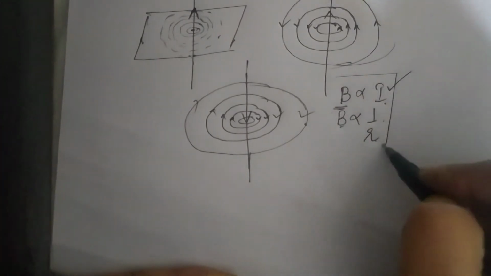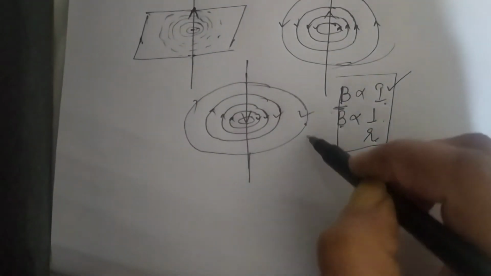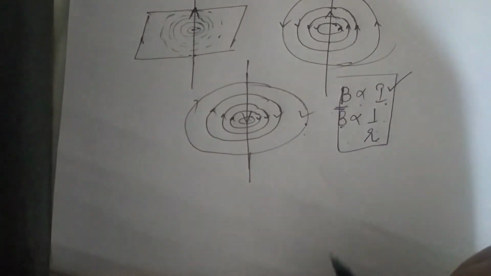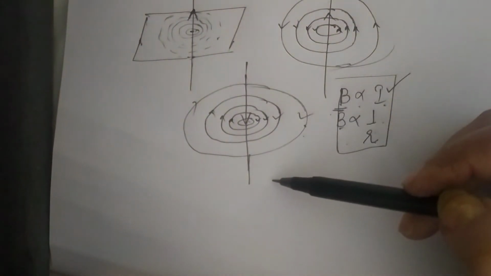Okay, so these are two factors on which it depends. If we increase the current, the strength of current is increased, which means more magnetism is there, and the magnetic field is high. But as we move away from the wire, the magnetic field decreases. Okay, this is the magnetic field line pattern around a straight conductor.